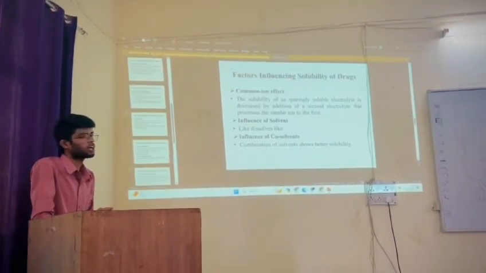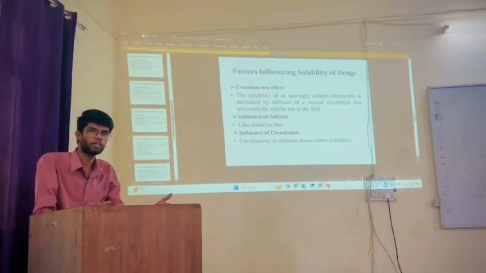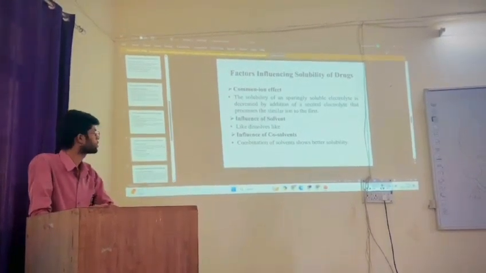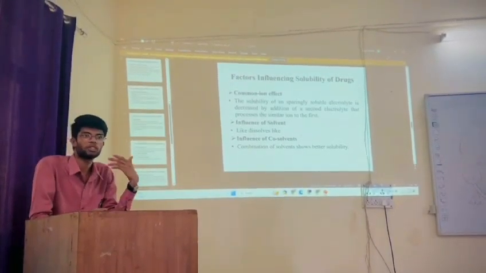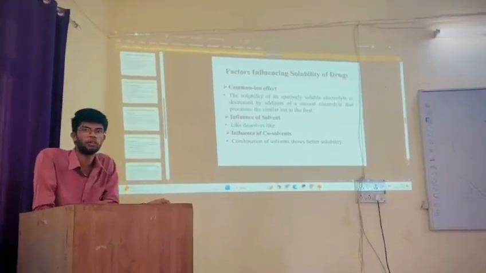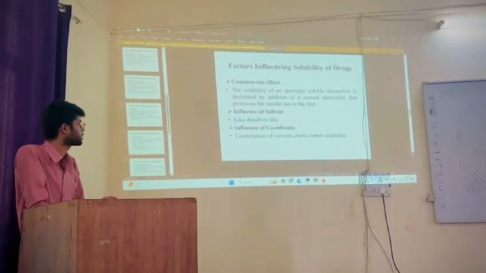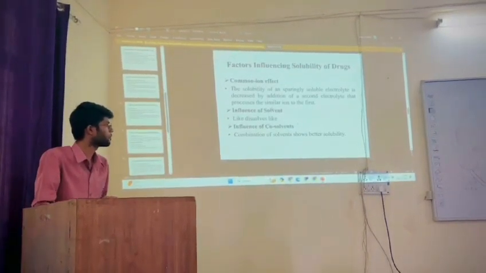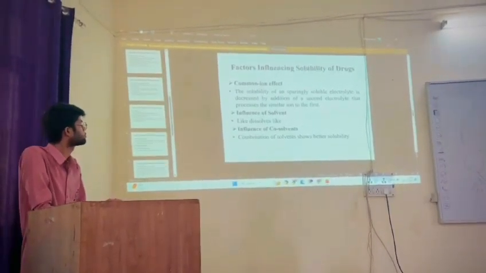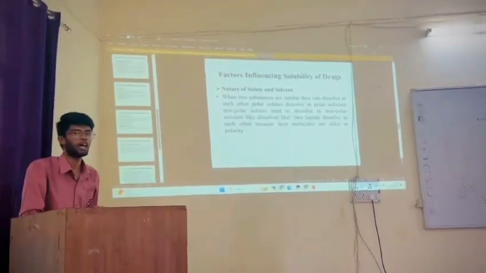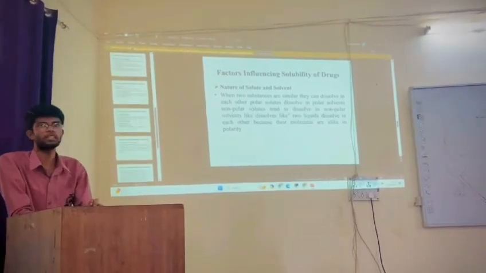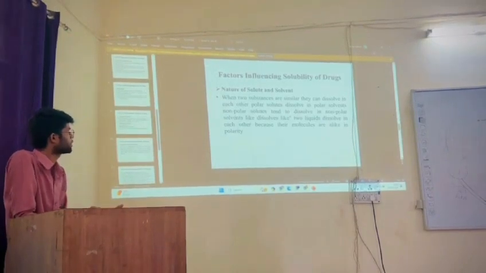Influence of the solvent. Like dissolves like: when a polar solvent and a polar solid are mixed together, the solubility of the solution will increase. Influence of co-solvent. The combination of solvents shows better solubility. Next is the nature of the solute and the solvent. When two substances are similar, they can dissolve in each other.